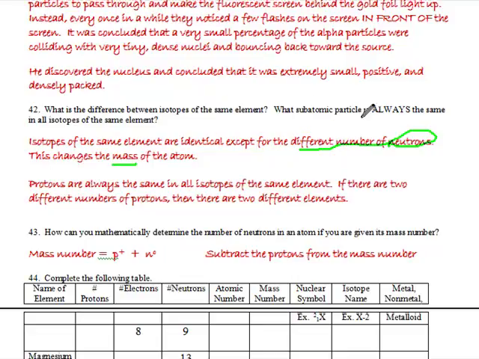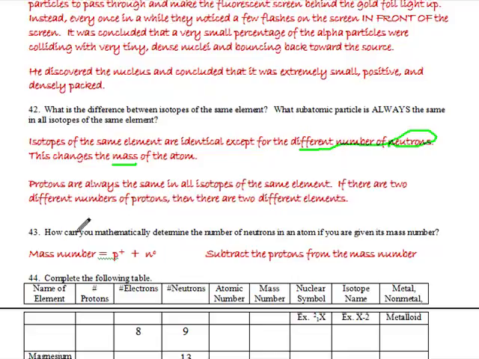What subatomic particle is always the same? Protons. Protons have to be the same in order to be the same element. If you have two different numbers of protons, like if you have 10 protons and 11 protons, then you don't have the same element anymore. You have two different elements. Protons identify the element. These neutrons just kind of pack on mass here. They'll change the mass, but the proton number stays the same and helps to identify the element.